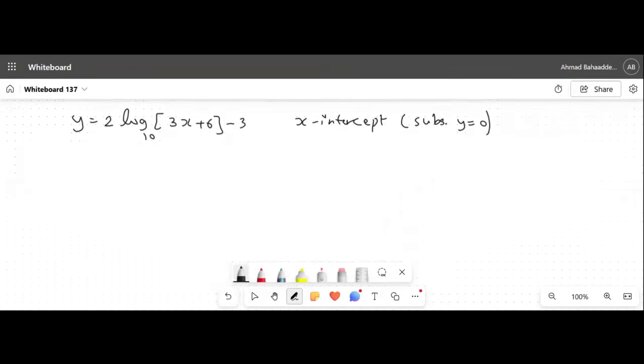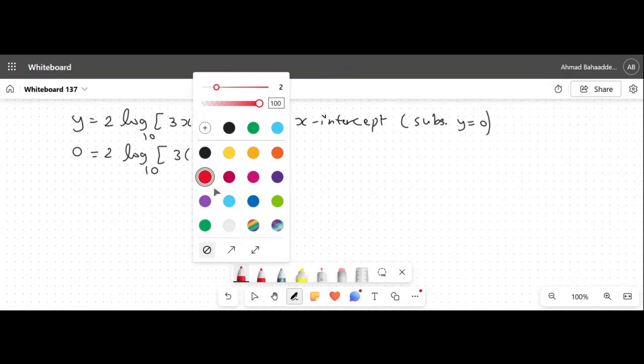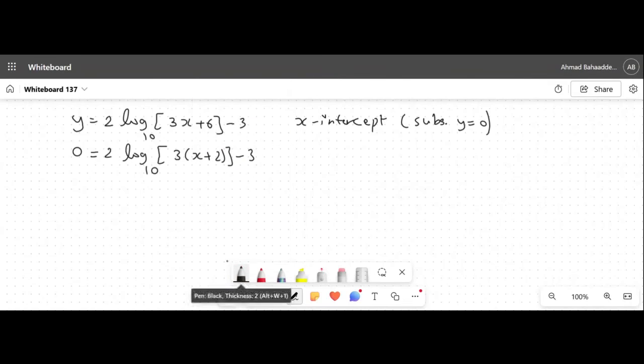You can see that easily. So instead of y, I put 0, and I put 2 logarithm of 3, and I can take a common factor here, and I close the bracket, so the base is 10. Now I would like to move this 3 to the other side. So this -3 is going to be moved to this side, guys. That's going to give me a positive 3.